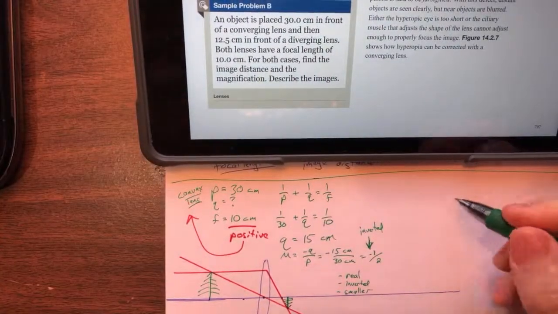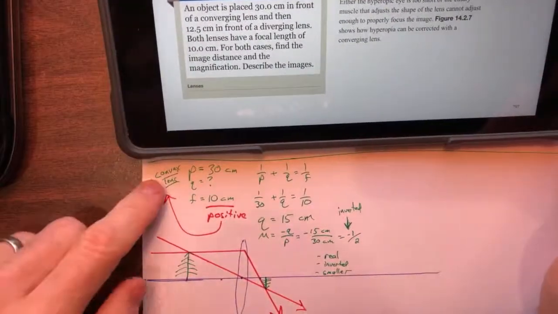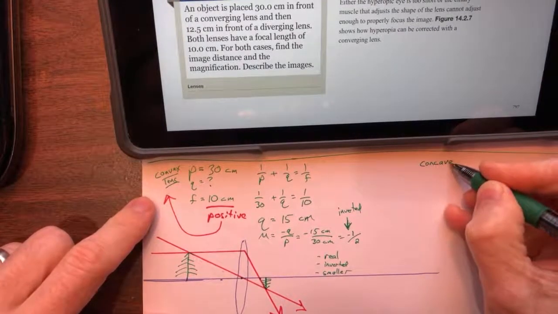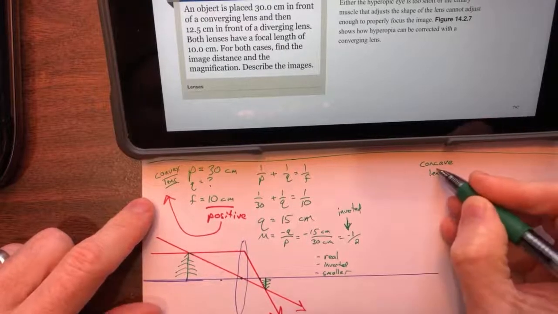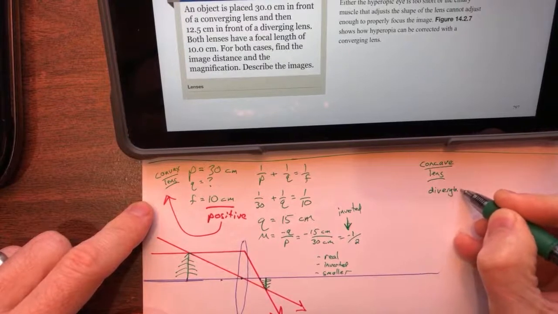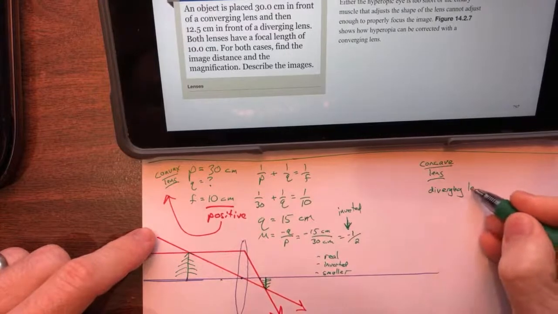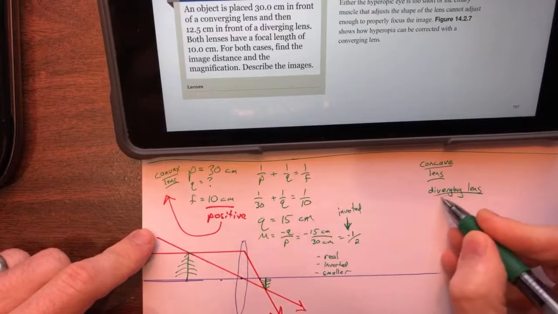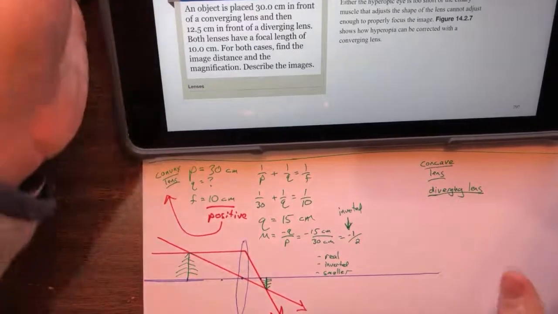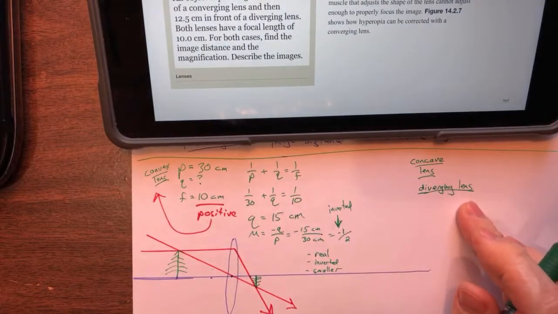Let's go ahead and do, I said we're going to finish early. We're not going to finish early. I should have known because I have to do two sample problems. One for the convex lens and one for the concave lens. And a concave lens is a diverging lens. It's diverging because the light, when it comes to the lens, goes out. And a diverging lens is what your glasses are made out of if you are nearsighted. If you have myopia and you're nearsighted, your glasses lenses are all diverging lenses.